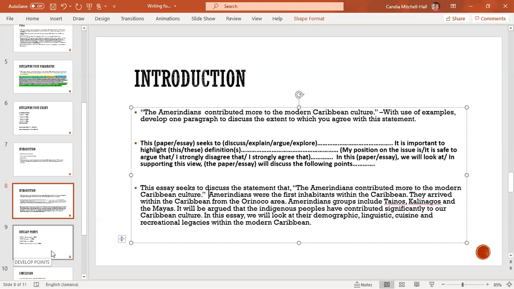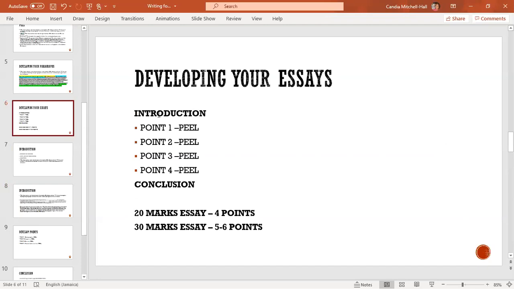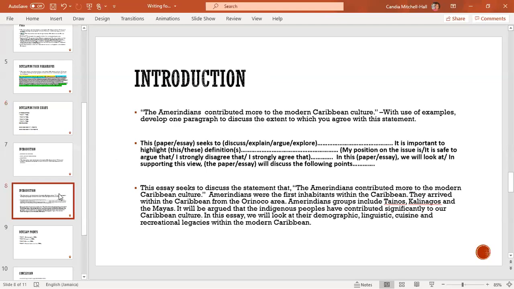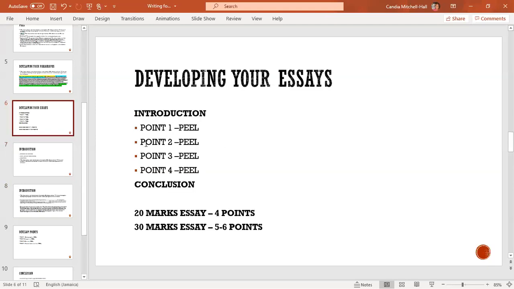So in other words, one, you have an introduction. In your introduction, you mention your main point. So my first point is demographic. I PEEL that, so I do point, examples, explanation, link. Second point. What is the next one after demographic? Linguistics. So after demographic, linguistic, point two.